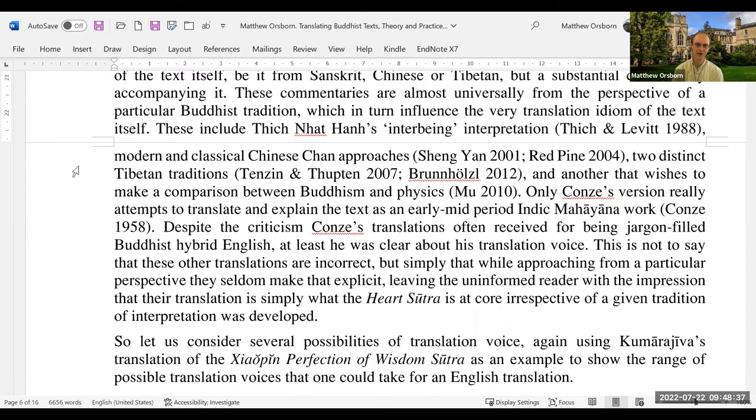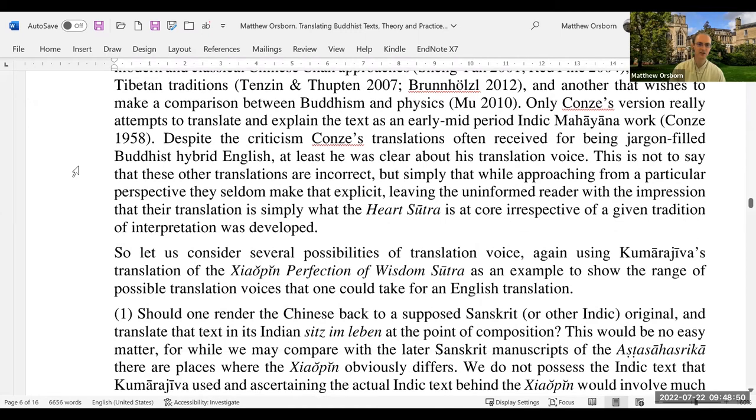Now, despite the criticism Conze's translations often receive for being jargon filled with Buddhist Hybrid English, really quite horrible, at least he was clear about his translation voice. Now, this is not to say that the other translations are incorrect, but simply that while approaching from a particular perspective, they seldom make that explicit, and it leaves the uninformed reader with the impression that their translation is simply what the Heart Sutra is at core, irrespective of a given tradition of interpretation that was developed.